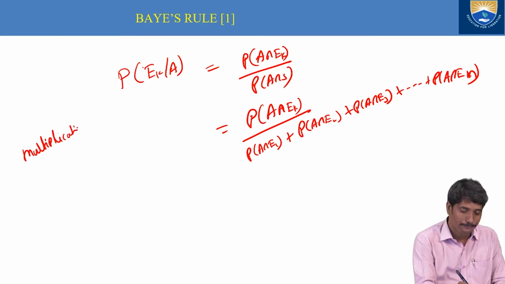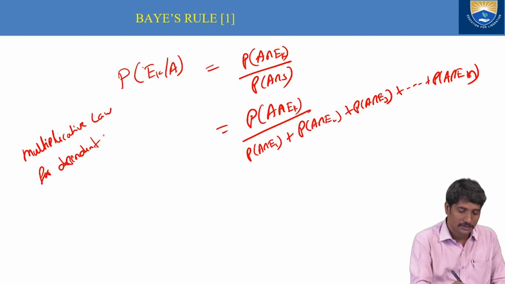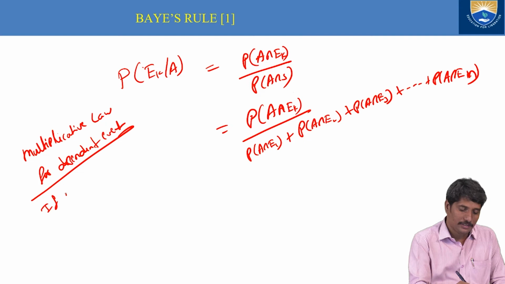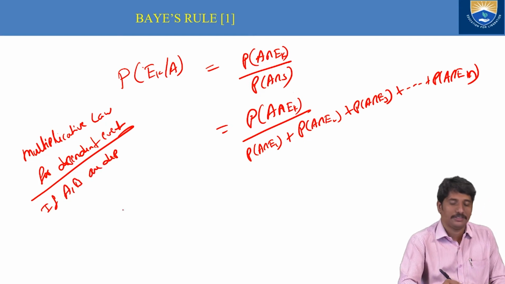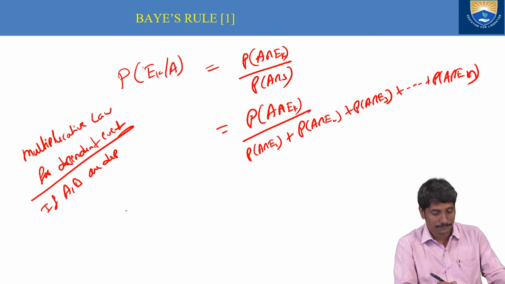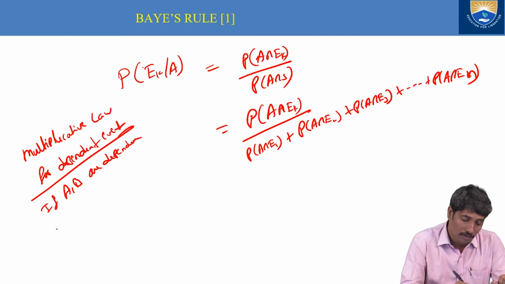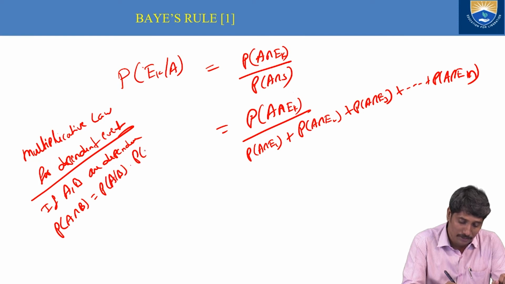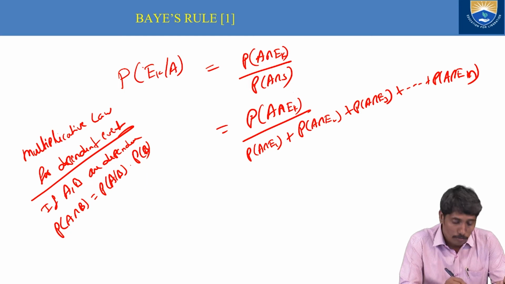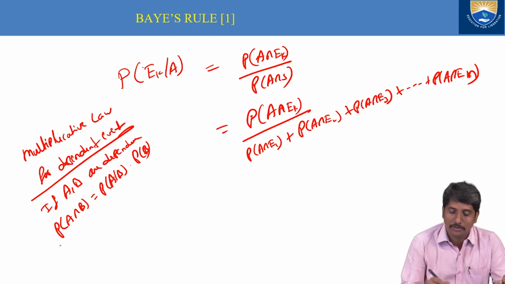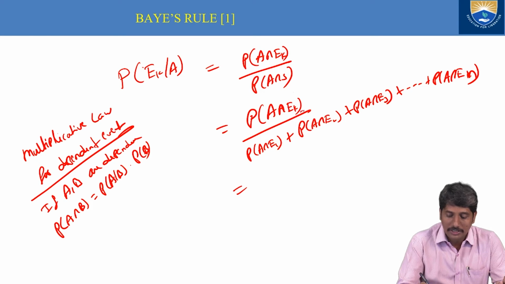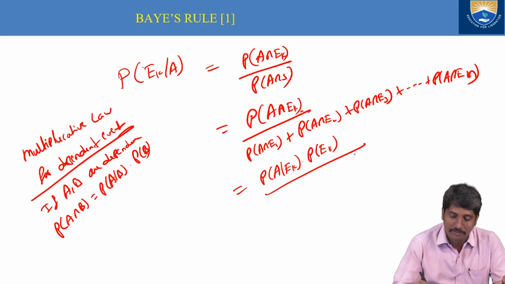Now, let us go to the multiplicative law for dependent events. It says that if A, B are two dependent events, then P of A intersection B can be written as P of A given B into P of B. By using that, here we can write this as P of A given EK into P of EK, by using the multiplicative law for dependent events.